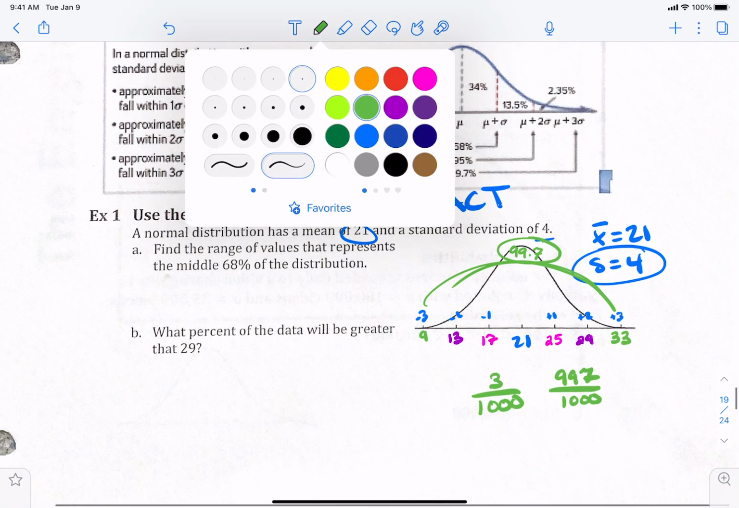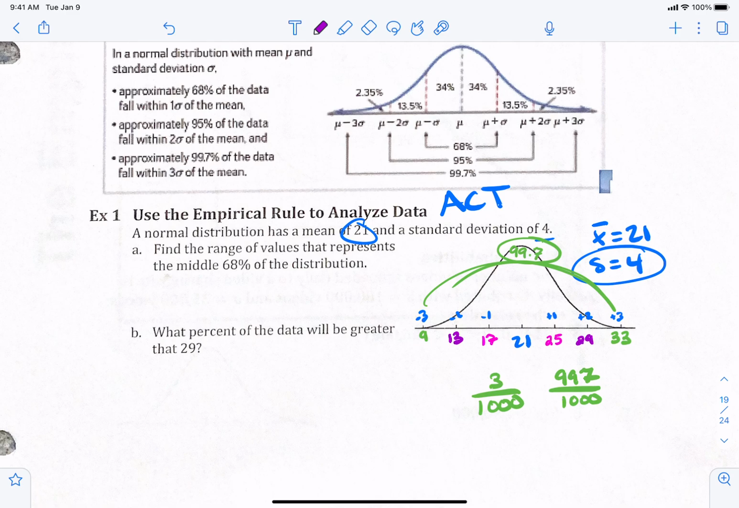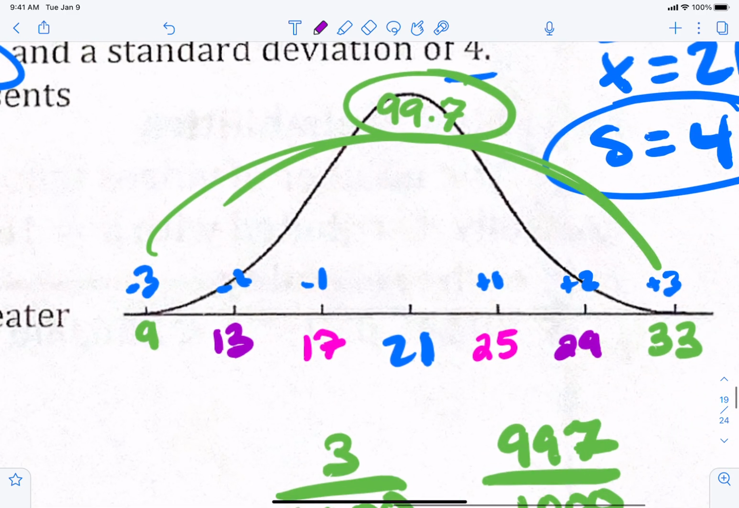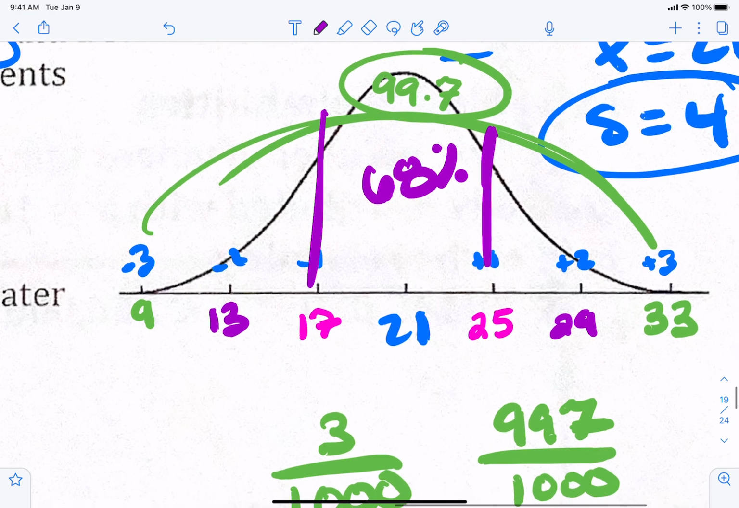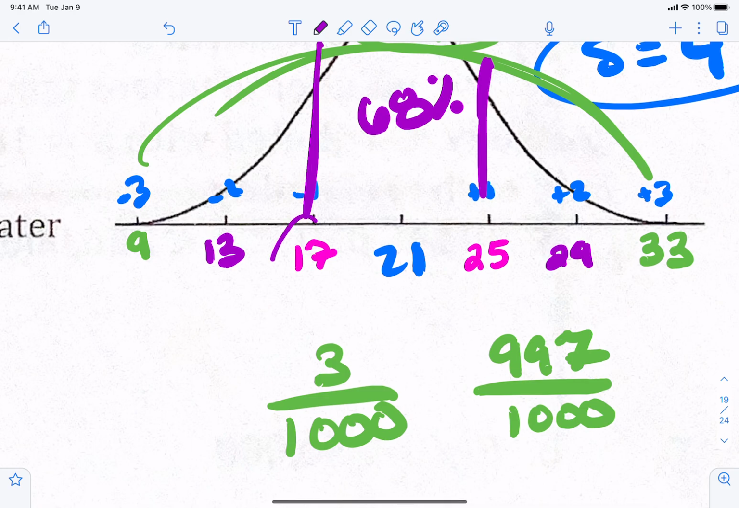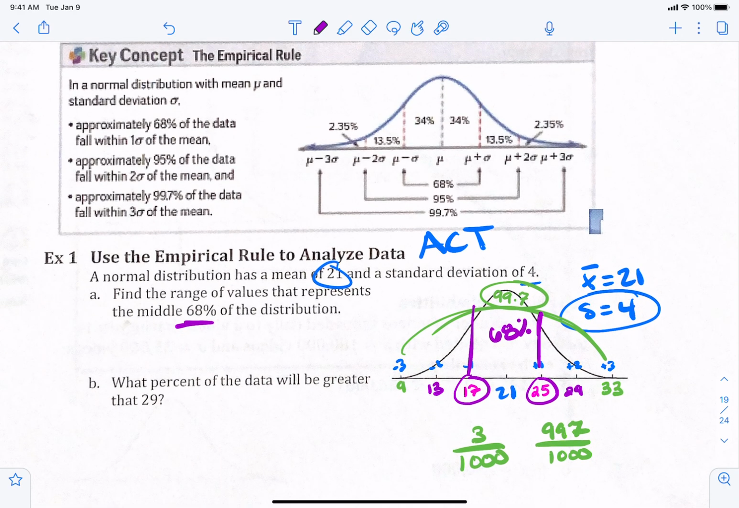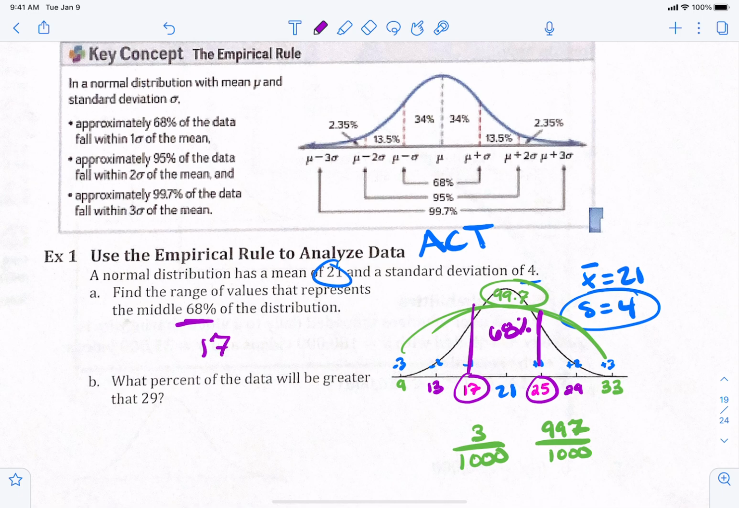Find the range of values that represents the middle 68%. The middle 68% goes from 17 to 25, plus 1 to minus 1, right? So if you score between a 17 and a 25, you are in the middle 68%. You're in the middle 68%, right? 17 to 25. Okay, moving on.